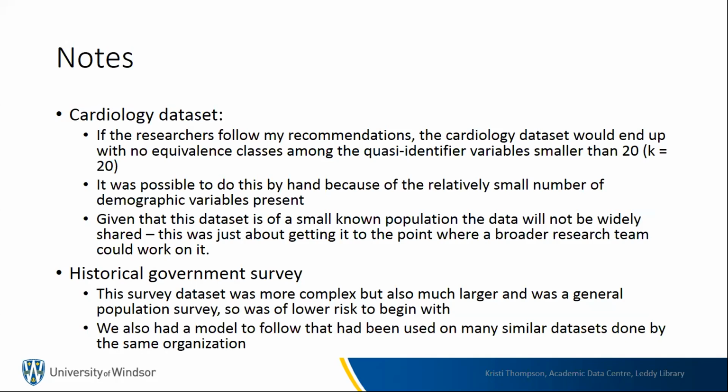With the historical government survey, the data set was more complex, but also it was larger, more respondents, and was a general population survey, so it was of lower risk to begin with. Also, in that case, we had a model to follow that had been used on many similar data sets done by the same organization. So we didn't have to spend hours figuring out what would be the most advantageous way to group the education variable.